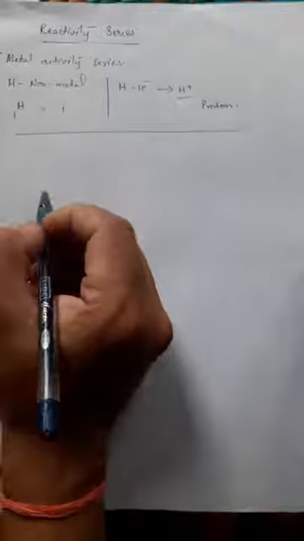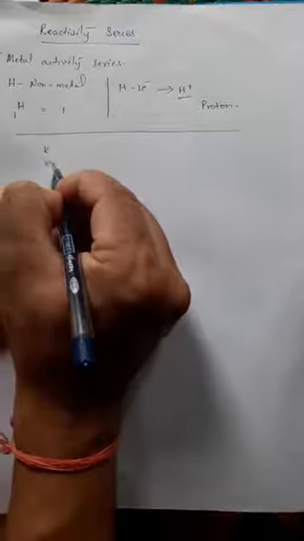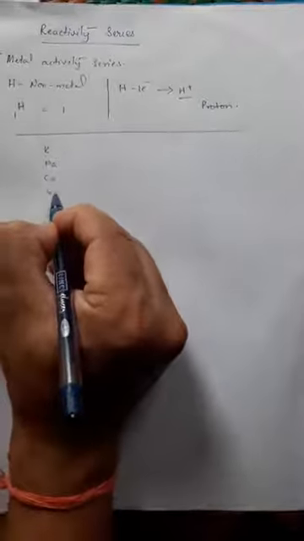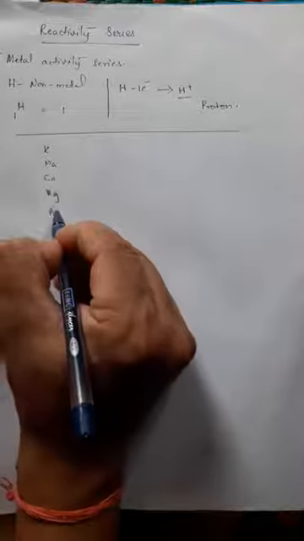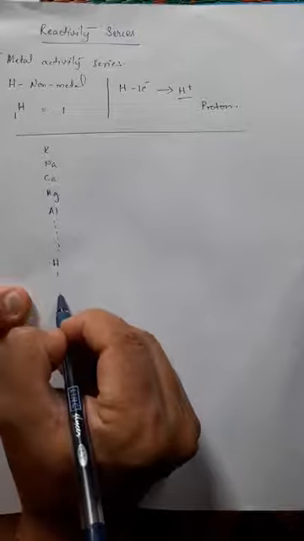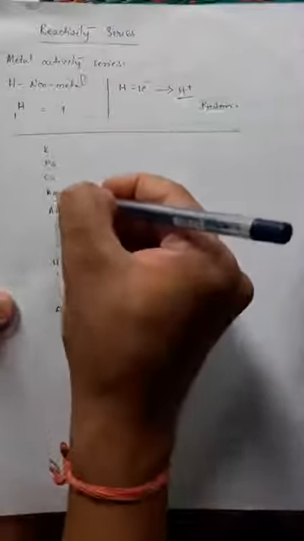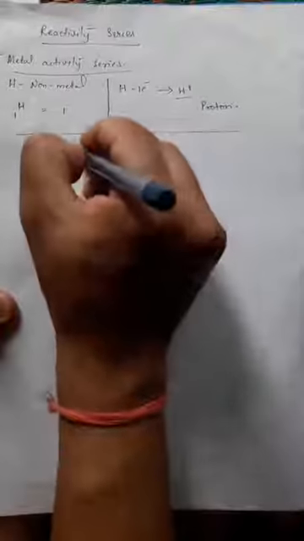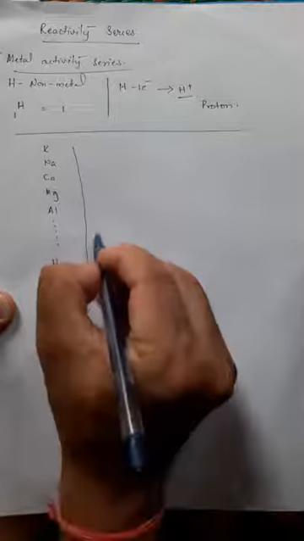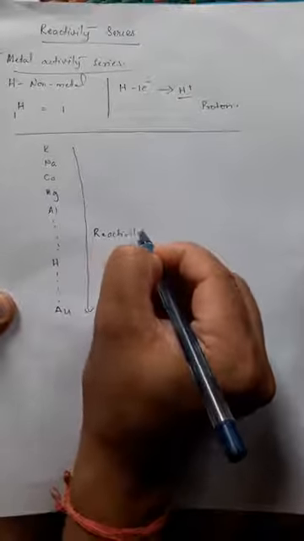I am going to write the sequence of the series. We have potassium, sodium, calcium, magnesium. Likewise, we have aluminum, and as we move down, we'll reach hydrogen, and finally, further down, we'll have gold, Au. So this is the series or the sequence. As per the definition of metal activity series, elements are placed in decreasing order of their reactivities. So as we move down, the reactivity decreases.